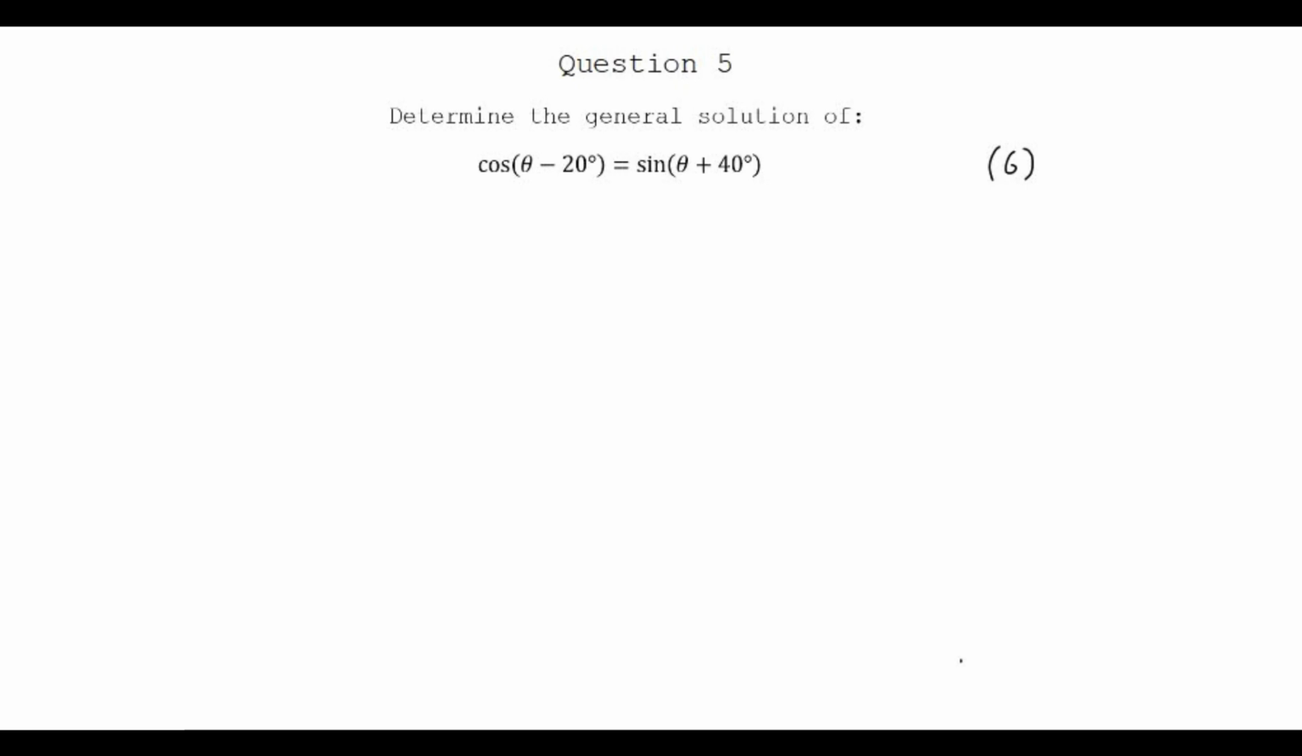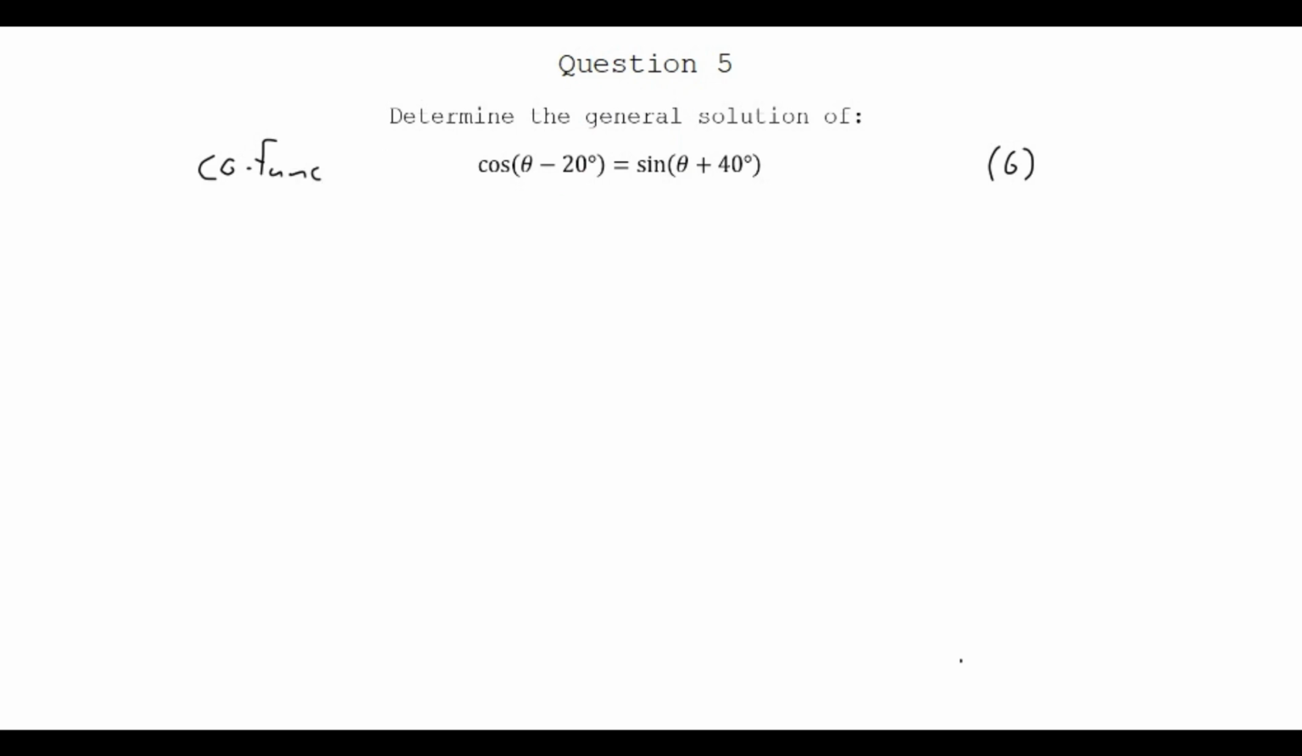Question 5 is fairly tricky. They ask us, determine the general solution of, and then they give 2 different trig ratios. Now that would be fine if we could bring the 1 over to the left hand side and factor out. But if we take a look at this, we have cos of theta minus 20 degrees, not a special angle, and we have sine of theta plus 40 degrees. We see that we are very limited in our solutions. Now when you get something similar to this, try and convert the one to the other trig functions. In other words, use cofunctions.